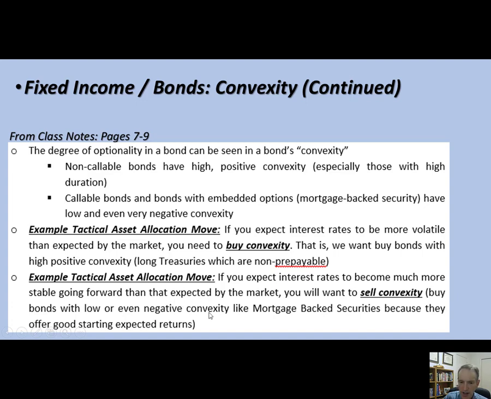You buy these bonds for that extra yield, and then you hope interest rates will stay stable or get more stable. And that's what you're really hoping for with these bonds. So you want to sell convexity, which means you want to buy bonds with low or negative convexity. So you want to buy mortgage-backed securities when you think rates will become more stable. You want to avoid mortgage-backed securities when you think interest rates are going to become more volatile, especially related to what the market is pricing.